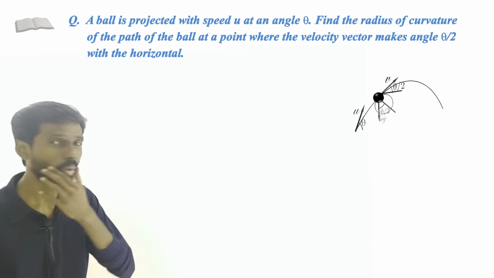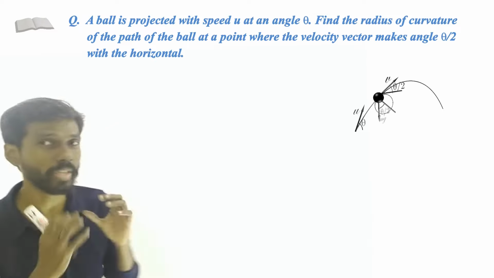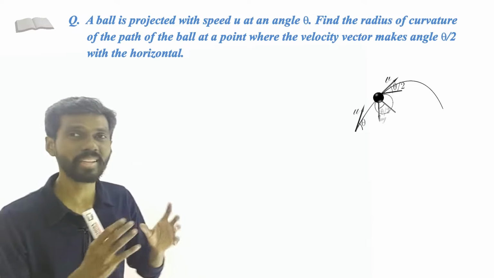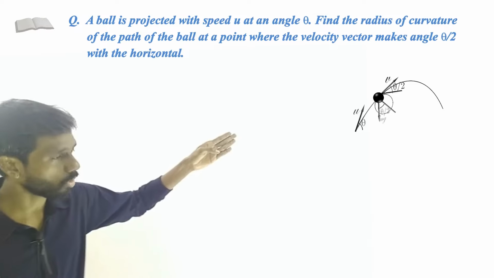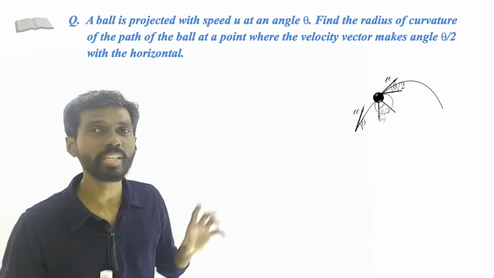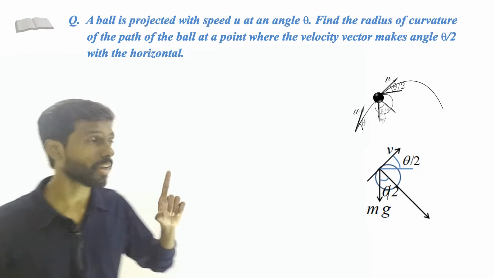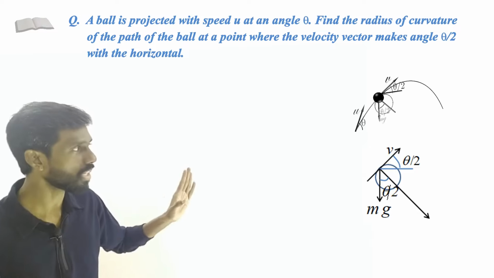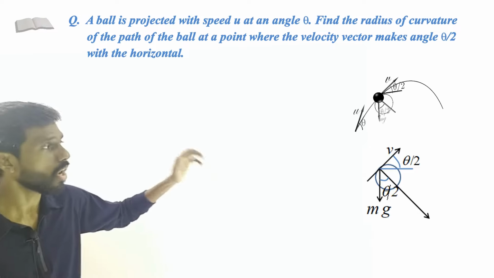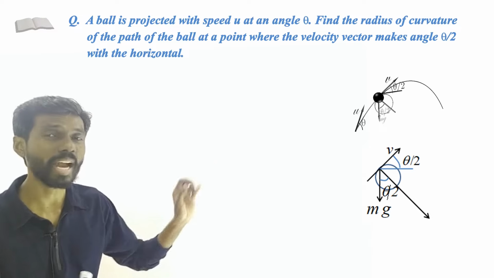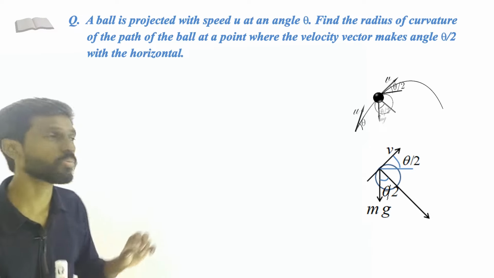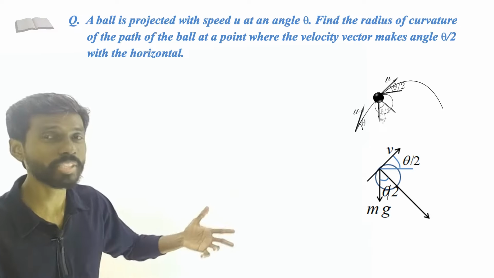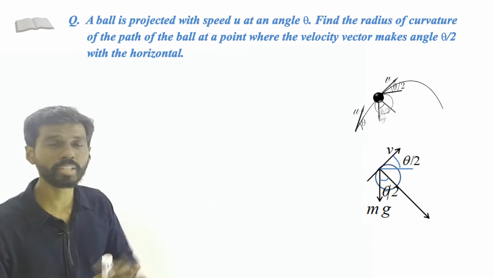You have to find the radius of that circle at that point. Now what is centripetal force now? If you approximate this to be a circular path, there is a centripetal force. So the only force acting on this object is the gravitational force, but you have to take its component in the direction towards the center. Okay, mg cos theta by 2, right? Same angle theta by 2, mg cos theta by 2. So that is the centripetal force. Use the formula for centripetal force. Equate that to the component of the gravitational force.